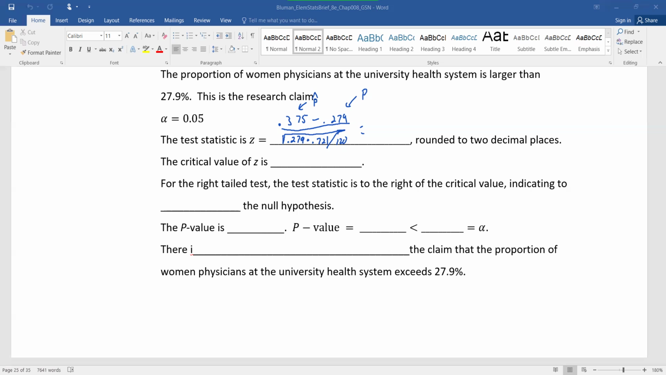I'd have to write that number down, and then I'd have to go 0.279 times 0.721. Do you remember that first number? What is 0.375 minus 0.279? I know, but I put it on my paper, but I didn't actually write it. What's 0.375 minus 0.279? 0.096.